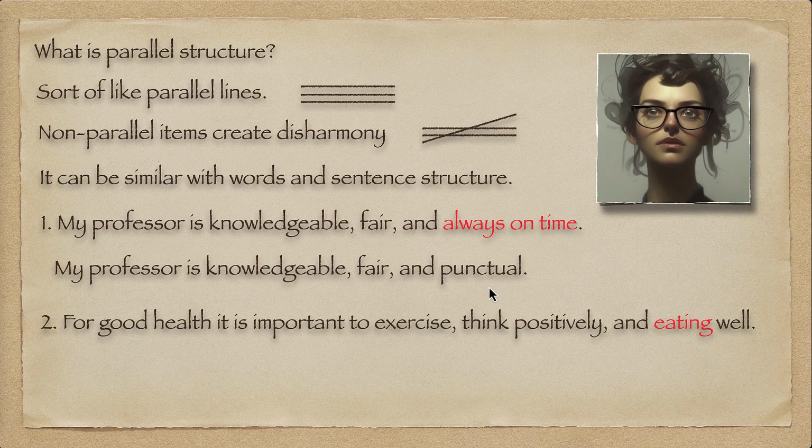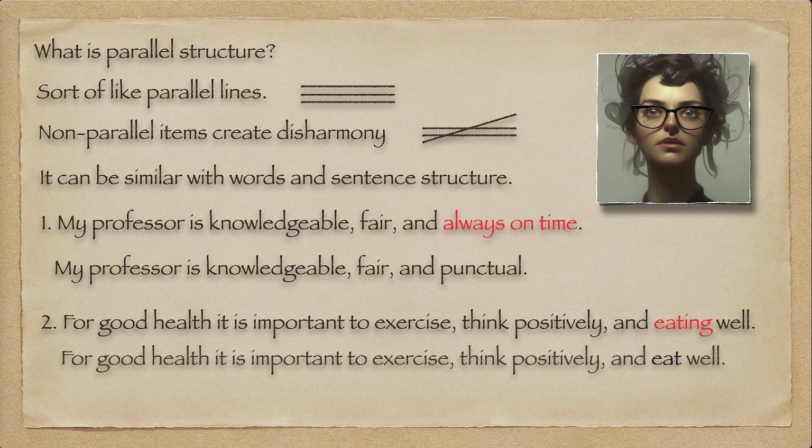Let's take another one. For good health, it is important to exercise, think positively, and eating well. You can notice what's not in parallel structure. We have a series of infinitive verbs: to exercise, to think positively, but then we have this gerund, this -ing here, and it's not in parallel structure. So we want to improve the sentence by having everything be an infinitive verb. So, for good health, it is important to exercise, think positively, and eat well. As you probably already know, once you have used the particle to for the infinitive, you don't repeat to after that. That's why we don't have to before think and to before eat. Okay.